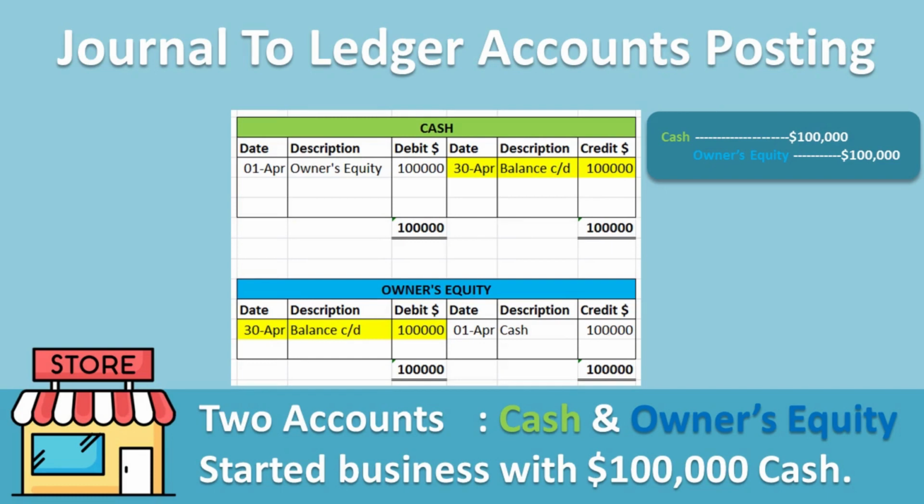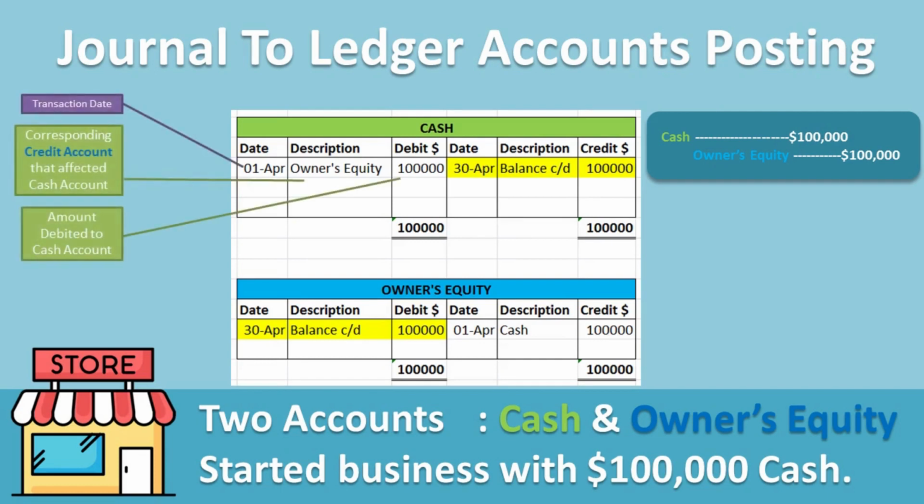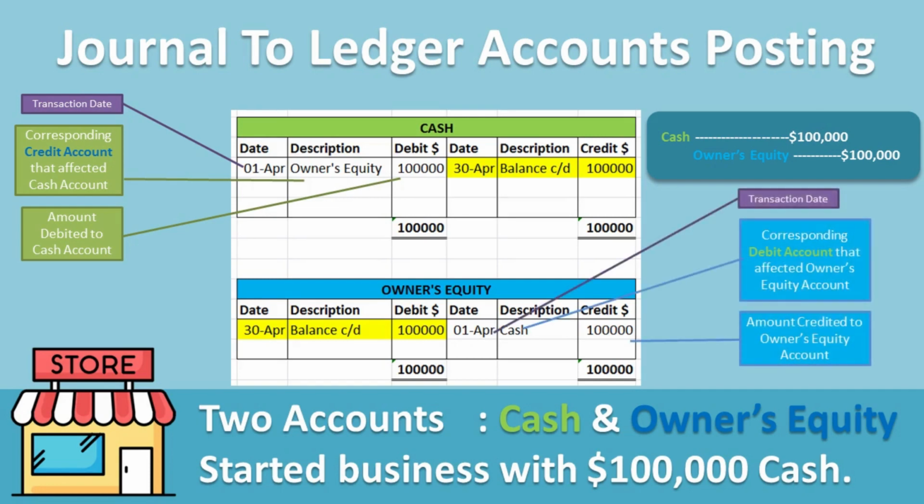As per the format that we covered in the last slide, you will see that both accounts have the same elements, like date, description, and debit and credit columns. The journal entry says that cash is debited with $100,000, so we'll go to the cash ledger, mention the corresponding credit account, that is owner's equity, and write $100,000 on the debit side. The journal entry also says that owner's equity is credited with $100,000, so we will go to the owner's equity account, mention the corresponding debit account, that is cash, and write $100,000 on the credit side.